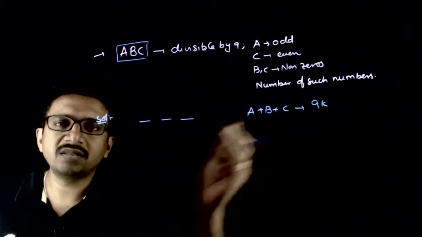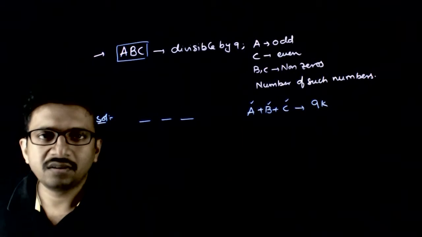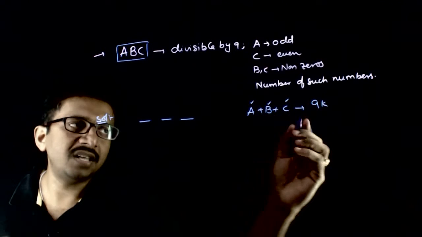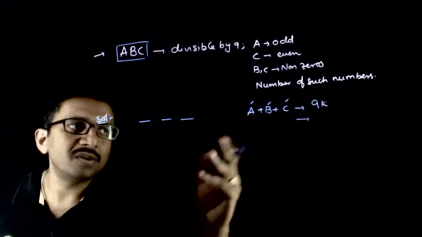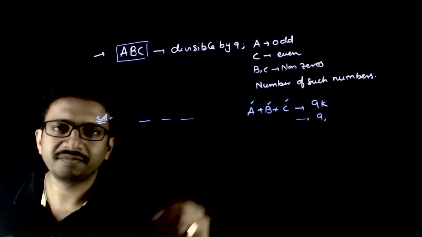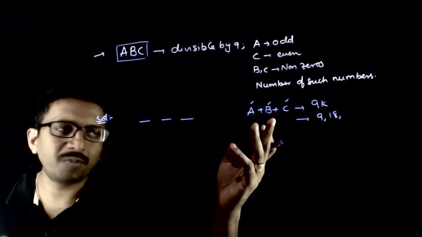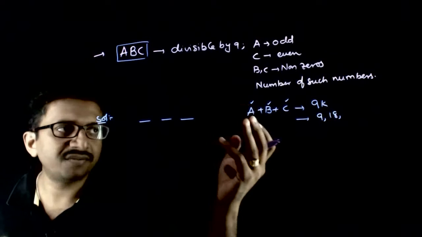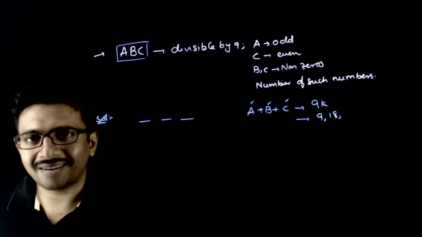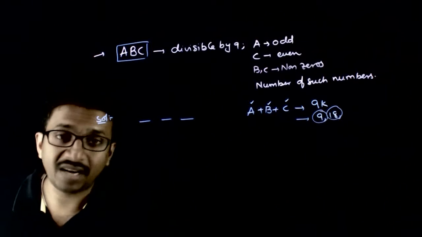So A plus B plus C: each of these digits can go from 0 to 9, so the maximum digit is 9. These are three single-digit numbers, so A plus B plus C cannot be 100. The sum can be either 9 or 18 or 27, but 27 is not possible because the sum becomes 27 only if all three are 9s, and it's given that C is even. C is not 9. So you have only two options: the sum of the digits is either 9 or 18.